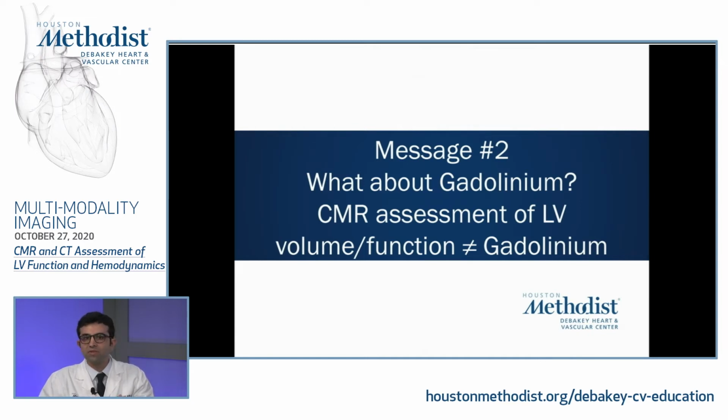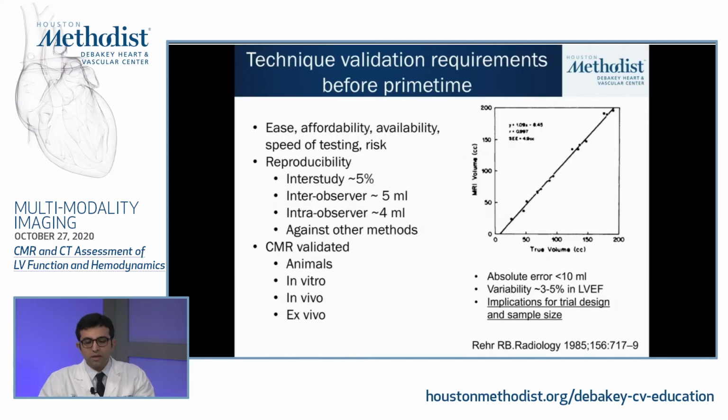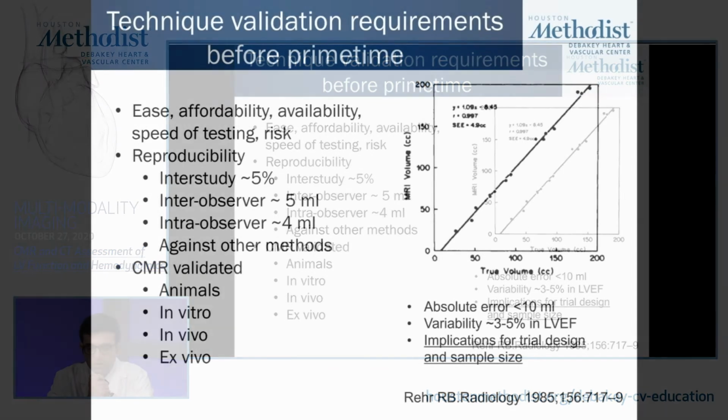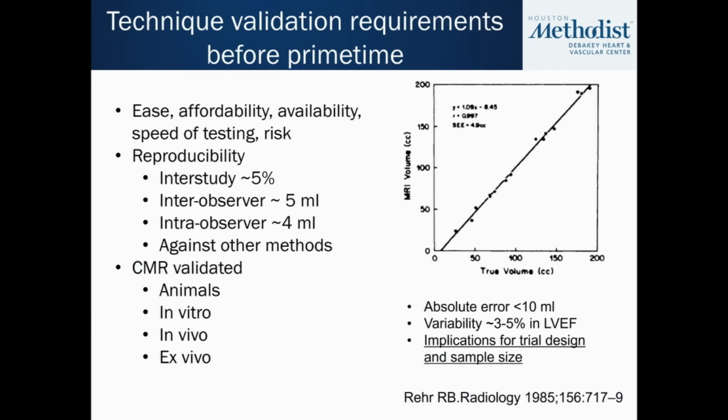This is a 10-15 minute scan that does not require contrast. Now, we discussed multiple methodologies of assessing EF. How can we assess multiple ways of looking at whatever parameters we're trying to measure? Well, you want to look at how easy it is to do, how affordable it is for your institution and programs to obtain, how available it is, how long it takes, and if there's any risk with doing whatever test.